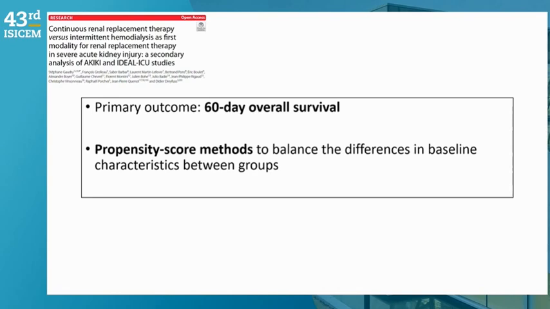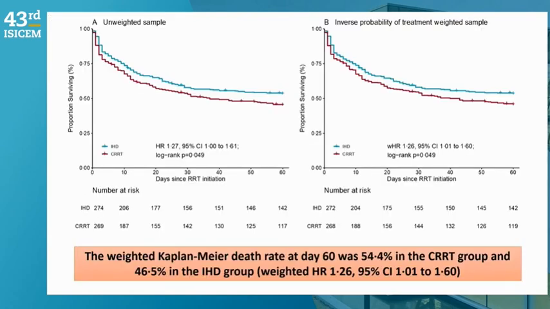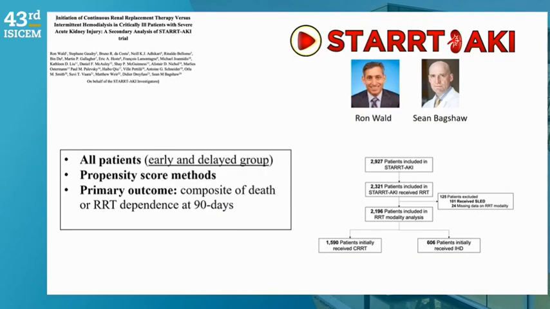We used a propensity score method. And the result of the study, it was published 2 years ago, is that the Kaplan-Meier death rate at day 60 was 54% in the CRRT group and 46% in the intermittent group. So in this paper, CRRT is associated with increased mortality. That is the result of the data, and it is published.